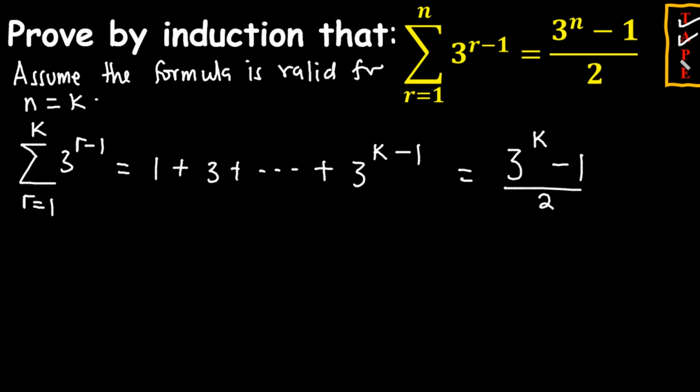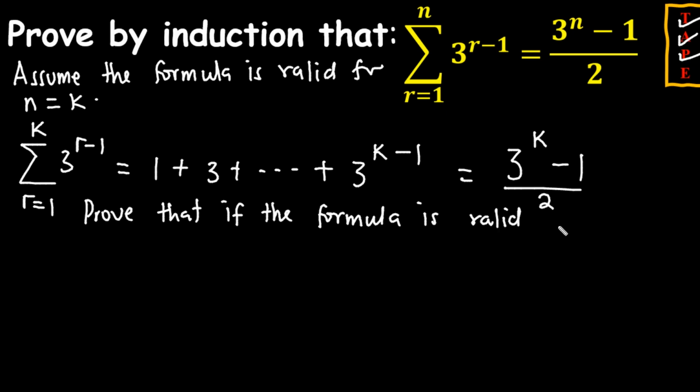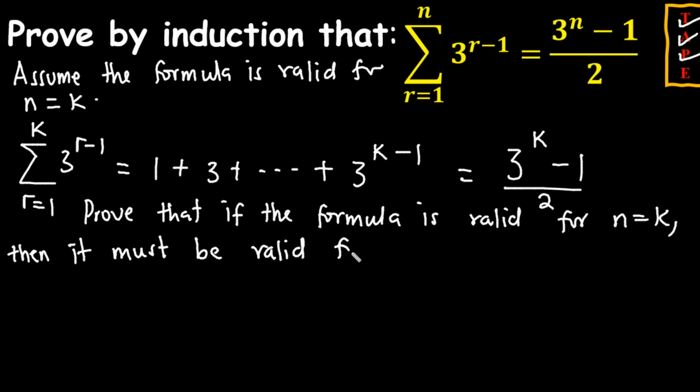So after doing that, we are going to prove. So we prove that if the formula is valid for n is equal to k, then it must be valid for n is equal to k plus 1. So we add one step onto this value of k to get k plus 1.